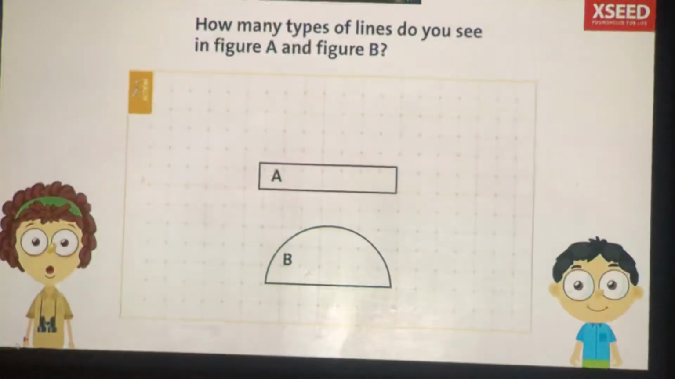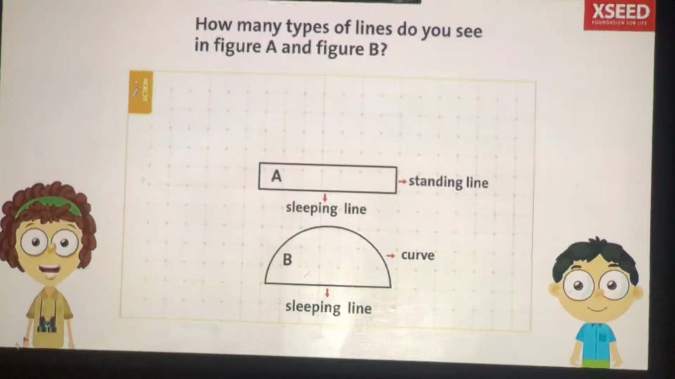I hope you have finished answering. Andy, what is your answer? I can see two types of lines in figure A and a line and a curve in figure B. Correct. Figure A has sleeping lines and standing lines. Figure B has a sleeping line and a curve.